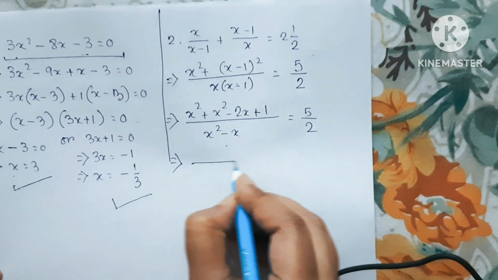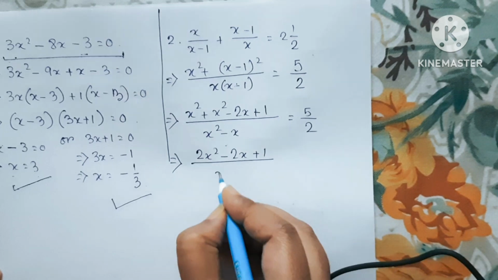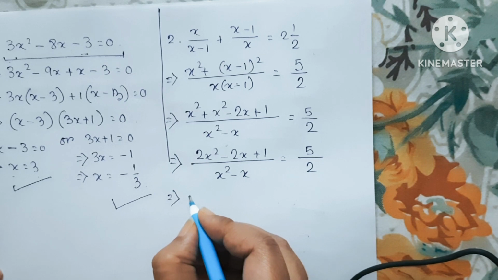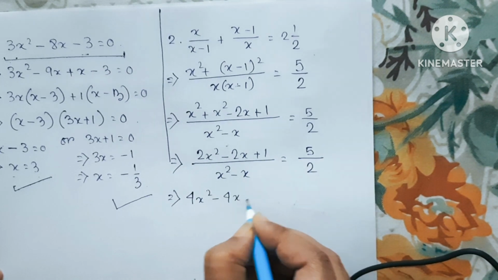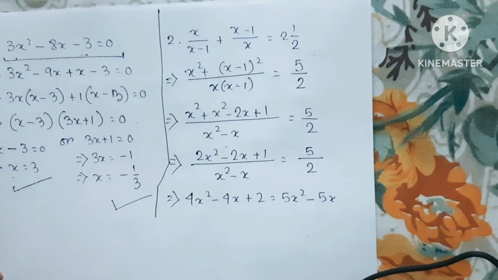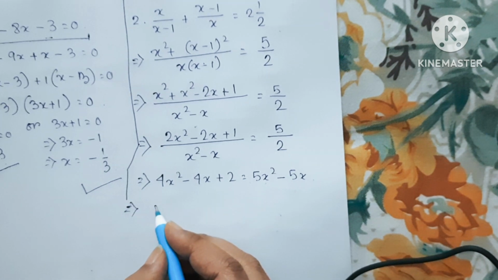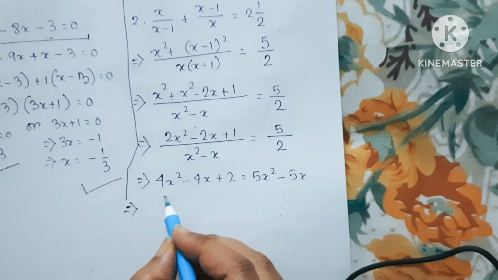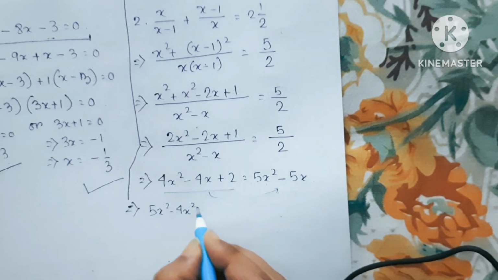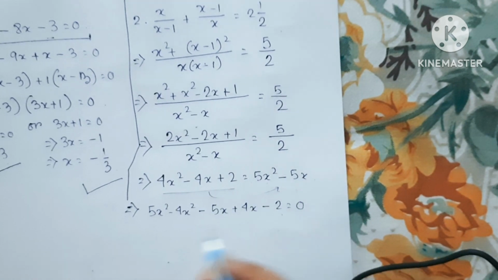Now that means, see, x square plus x square, 2x square minus 2x plus 1 and x square minus x equal to 5 by 2. So you will get 4x square minus 4x plus 2 equal to 5x square minus 5x. Okay. Now you have to transfer all those terms to one side. So you will get, I am transferring these terms to this side. Okay. So 5x square minus 4x square minus 5x plus 4x minus 2 equal to 0.